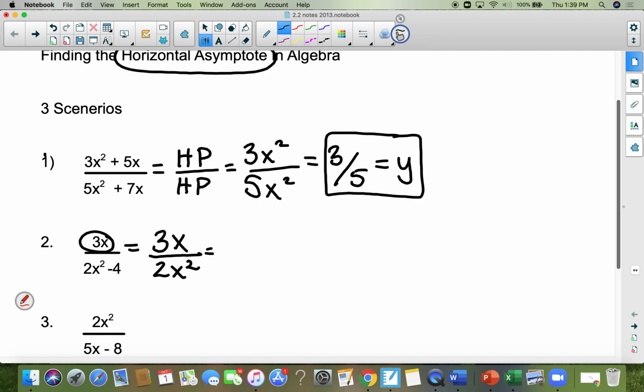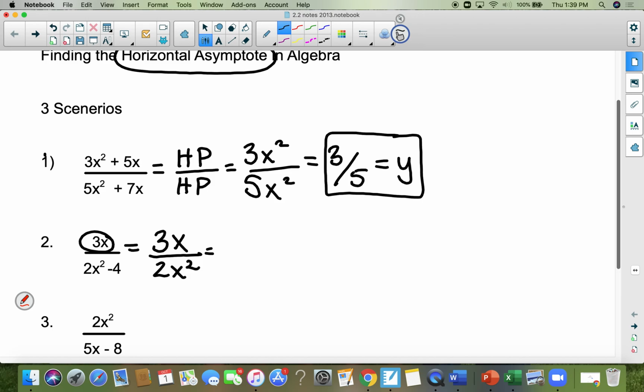As x is getting bigger and bigger, if x was 10, it'd be 100. It'd be 300 over 500, which would still be 3/5, correct? If x was 1,000 squared times 3 and 1,000 squared times 5, wouldn't that still make 3/5? Okay, so that's what you're doing. You're putting in a very large number for x.